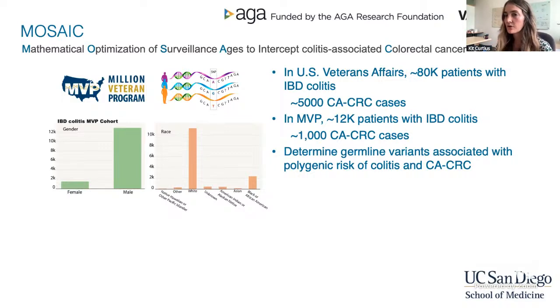And so we were interested in colon cancer in this population. And just for some numbers, in the whole VA, there's about 80,000 patients, we think, with IBD colitis, and about 5,000 of them have developed cancer. In MVP, there's about 12,000 with colitis and about 1,000 cancer cases.